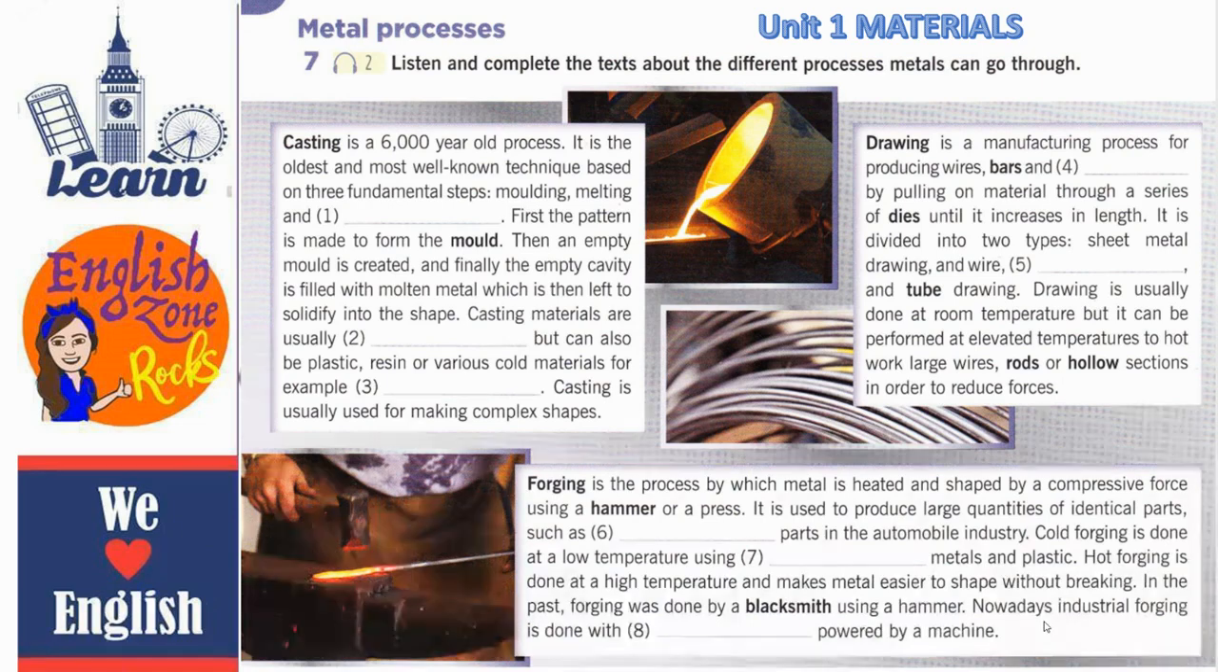Casting materials are usually metals, but can also be plastic, resin, or various cold materials, for example, concrete. Casting is usually used for making complex shapes.